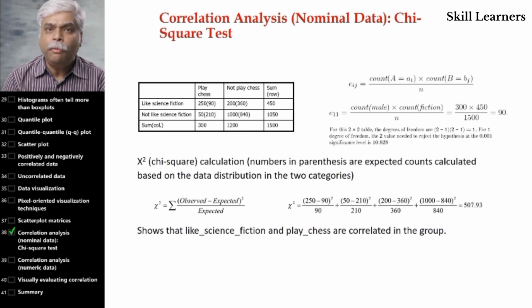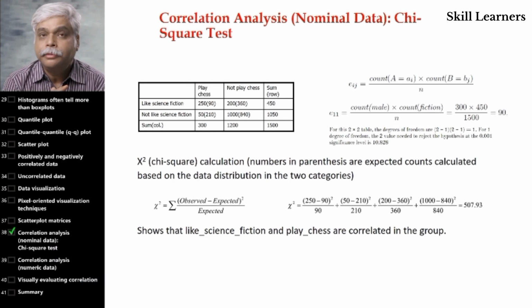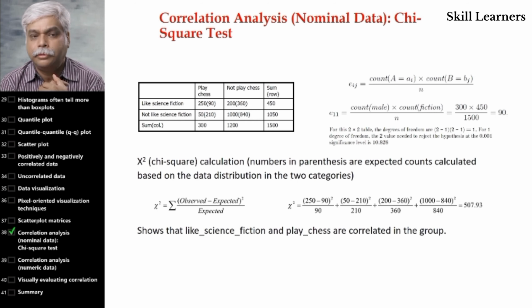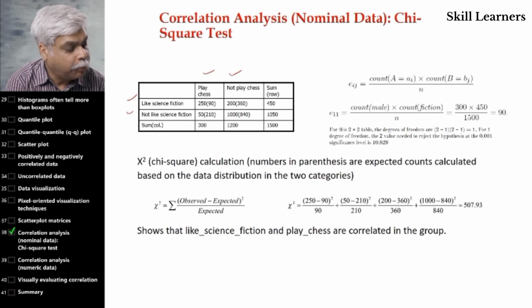Before we end this session, some numerics on what to do with correlation association. First, correlation with nominal data. Remember what nominal data is? Nominal data is data that represents names, not variables themselves. Consider here a data set in which you have a table of 1,500 individuals, and they're looked at in terms of 2 nominal variables. Do you like science fiction or do you not like science fiction? The second variable, do you play chess or do you not play chess?